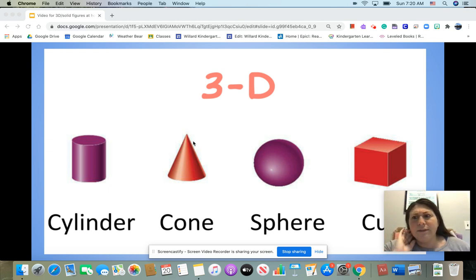There are some other ones too. There's rectangular prisms, which there are a ton of rectangular prisms around. So what you're going to do today is you're going to look for some 3D shapes, and you could take a picture after you find some 3D shapes today. And that's what I did. So check out the 3D shapes or the solid figures that I have in my house.